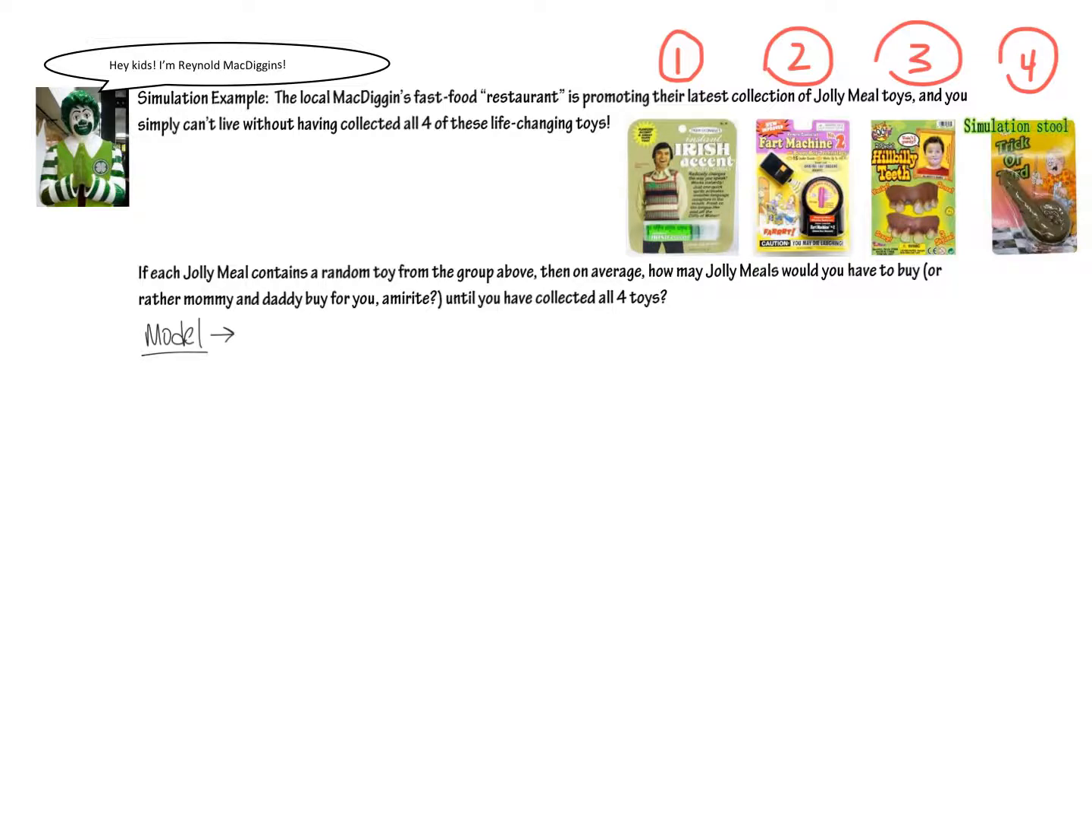We want to actually use them because it represents going to the store and buying another Jolly Meal and getting the same toy you already had. So what I'm going to do is randomly generate numbers 1 through 4, and I'm going to see how many times I have to generate a number 1 through 4 to get all 4 of the numbers 1 through 4.